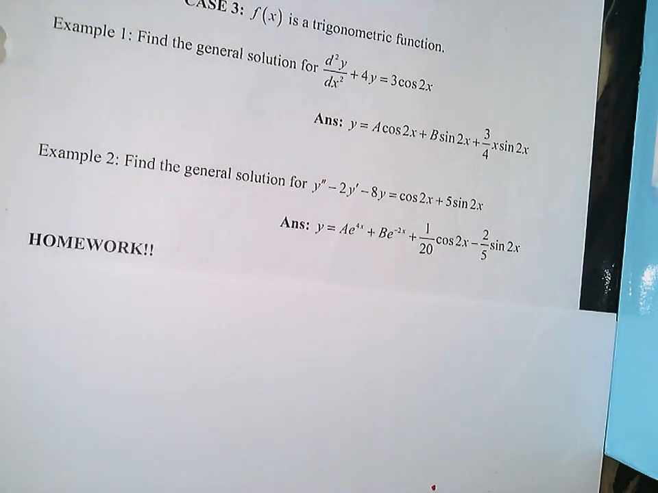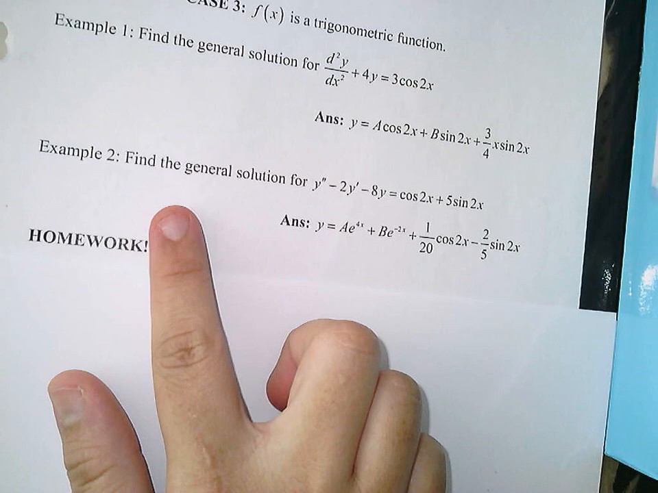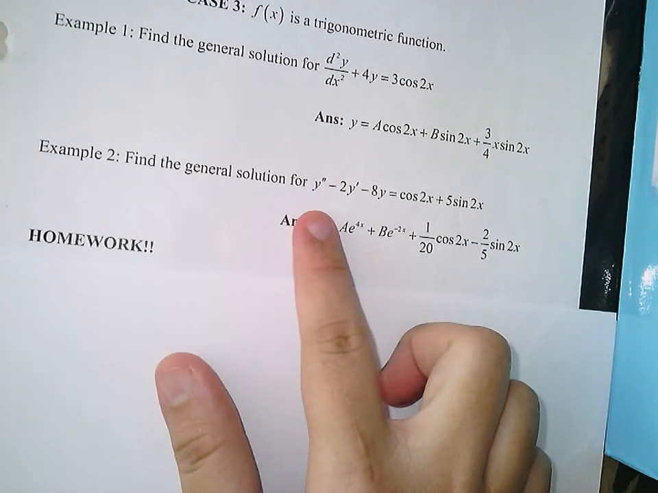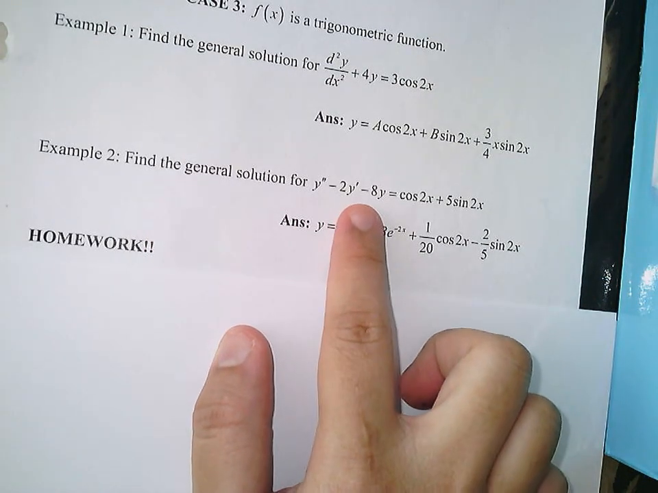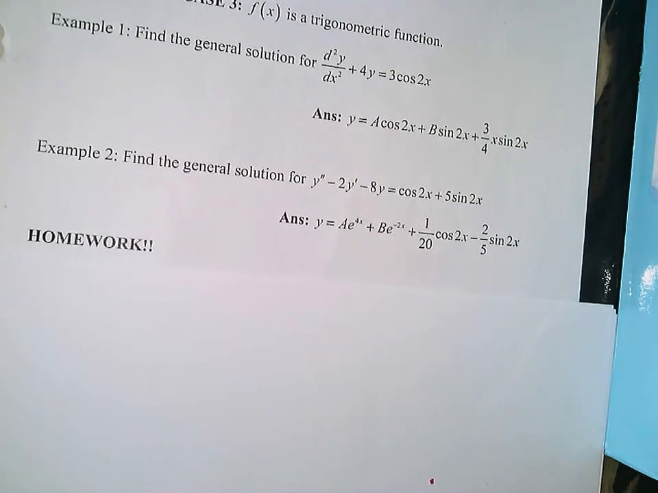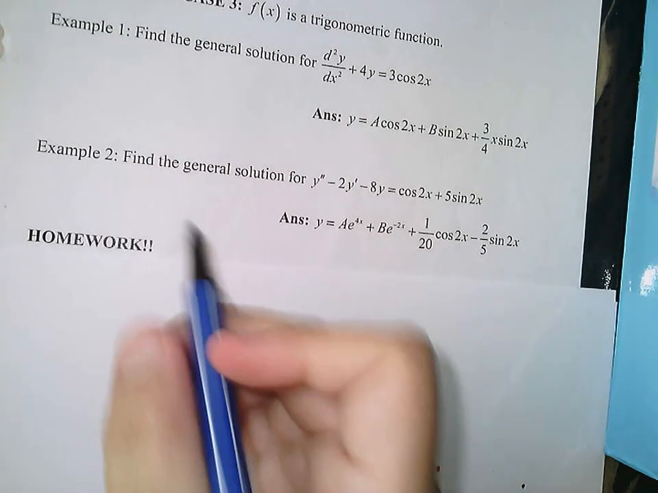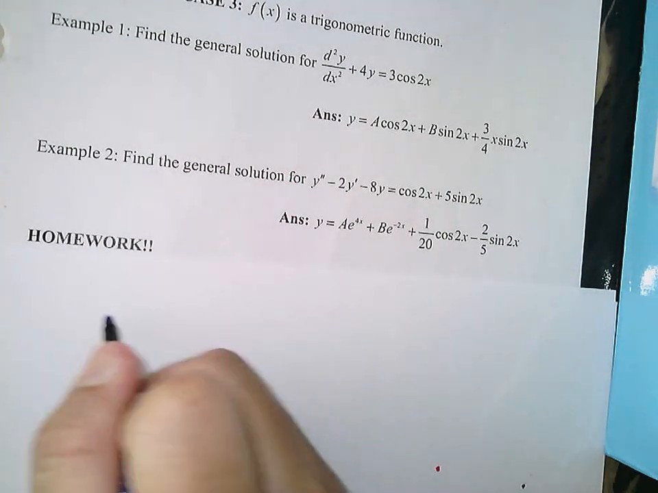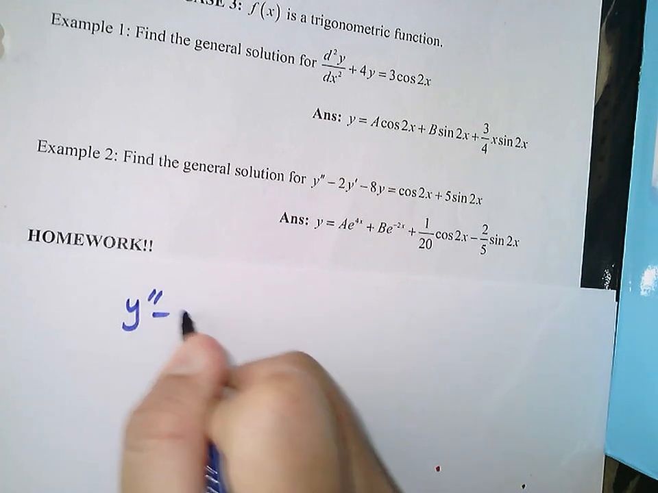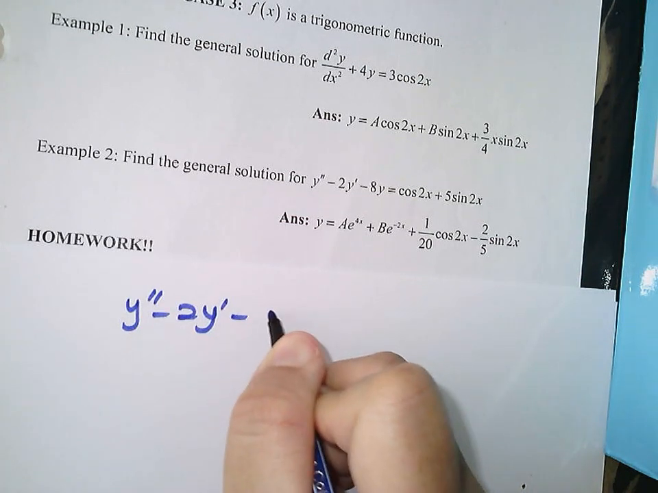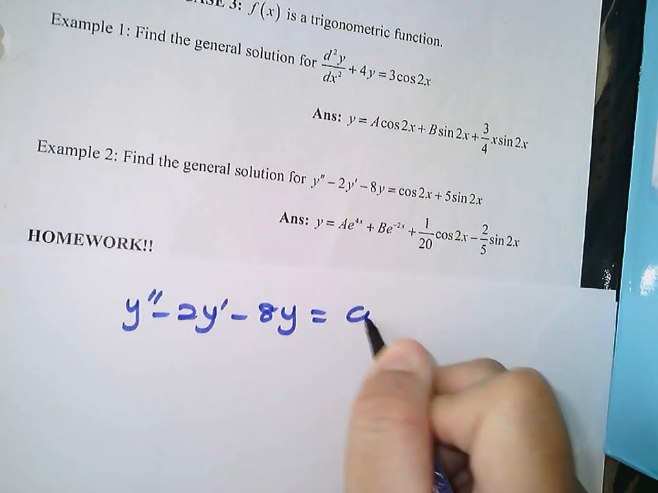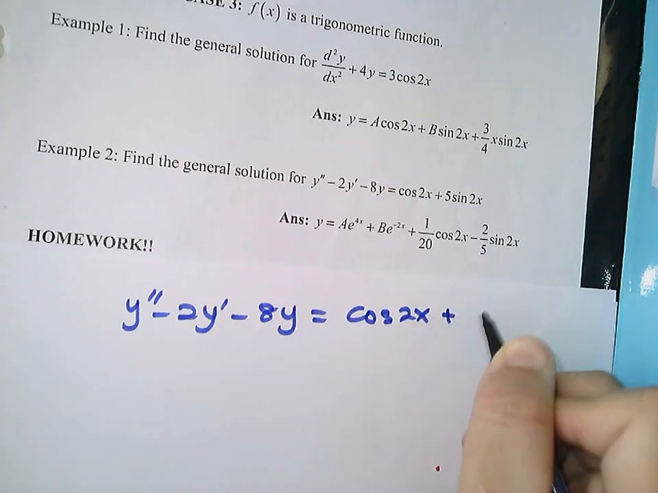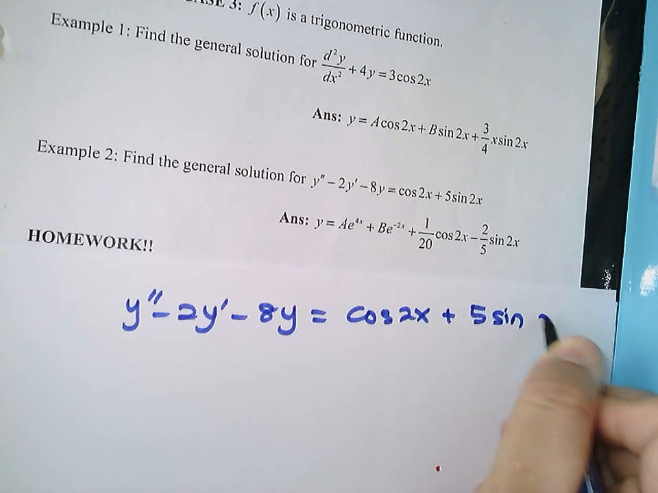Okay guys, welcome back. So let us proceed with the last example, which is this one. Find the general solution for this differential equation. Okay, so now the given differential equation to you is y double prime minus 2y prime minus 8y is equals to cos 2x plus 5 sine 2x.